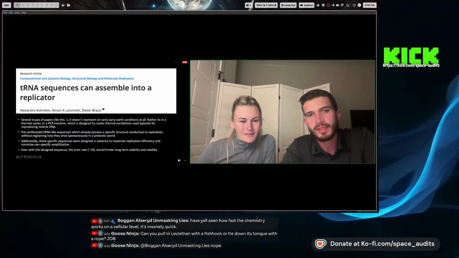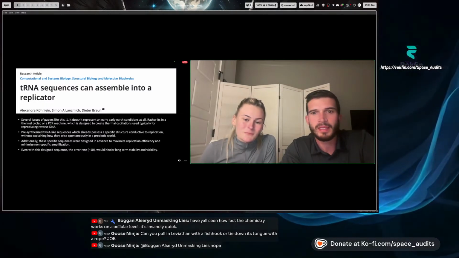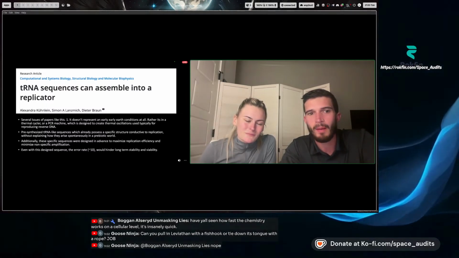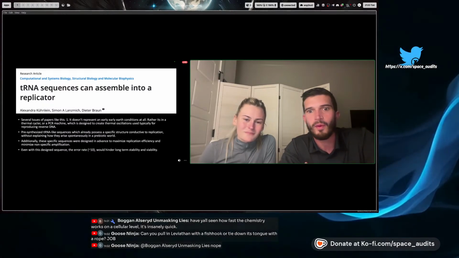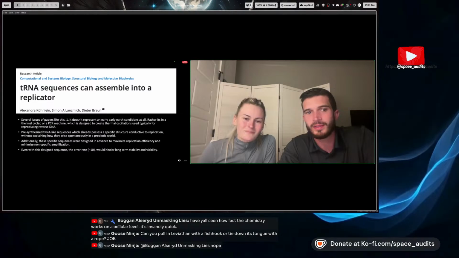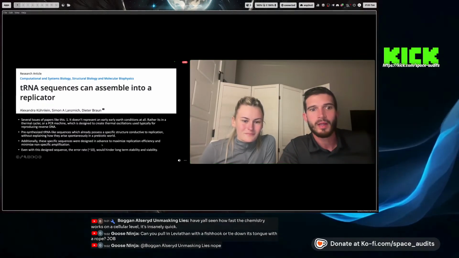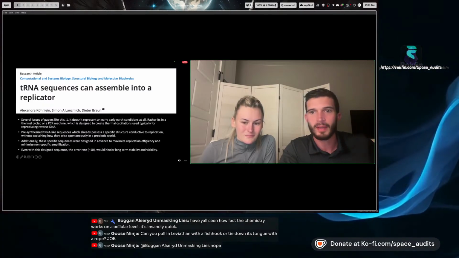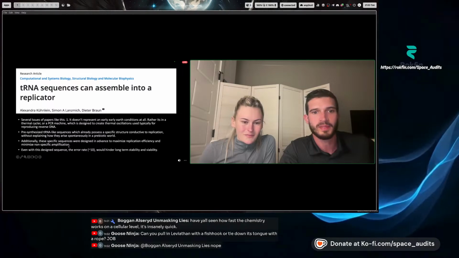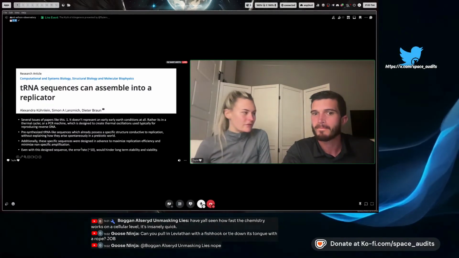But these pre-synthesized tRNAs were designed specifically to possess a specific structure for replication, and they tried to remove anything that would prevent that from happening, right? And so that's totally not how it would arise in a prebiotic world. Additionally, these specific sequences maximized replication efficiency and minimized non-specific amplification. Yeah, and the whole thing with this is like this actually gives proof for an intelligent designer.